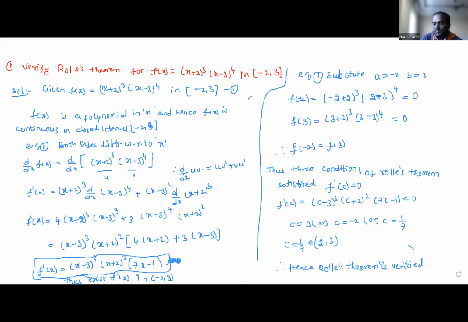Verify Rolle's theorem for f of x is equal to x plus 2 whole cube, x minus 3 whole to the power of 4 in the interval -2, 3. Here the given function is f of x is equal to x plus 2 whole cube, x minus 3 whole to the power of 4, and the given interval is minus 2 comma 3. So it is a polynomial form or algebraic expression, a polynomial in terms of x. So f of x is a continuous function in minus 2 comma 3.